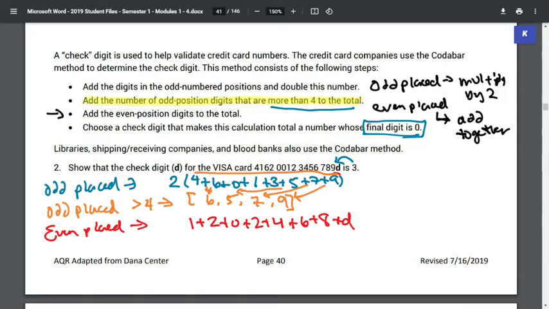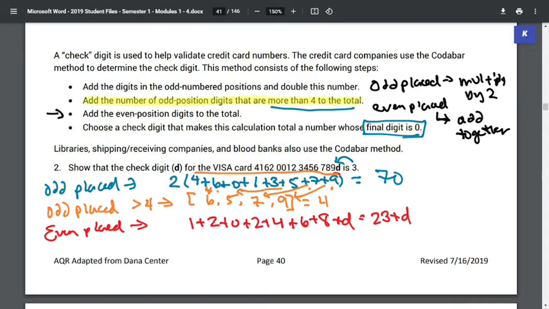So in that parentheses of all of our odd place numbers, there's 4 of those that are greater than the number 4. So when I go through and do my math on this, that odd place, when I do the math, add all that up, multiply by 2, I get 70. Let's get our even place. When I add all of that up, I'm going to get 23 plus the check digit.